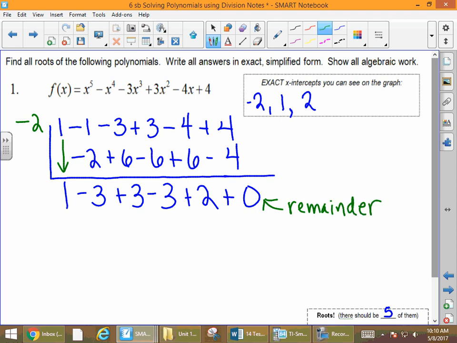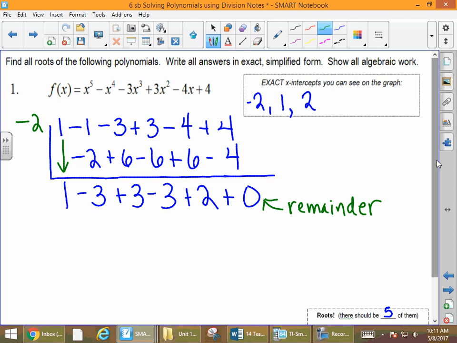And what we asked last week in our notes was, is -2 a root? Well, we asked if x plus 2 is a factor. And because our remainder is 0, we said yes. So what we see here is because our remainder is 0, -2 is truly a root of this polynomial, and we've proved it.